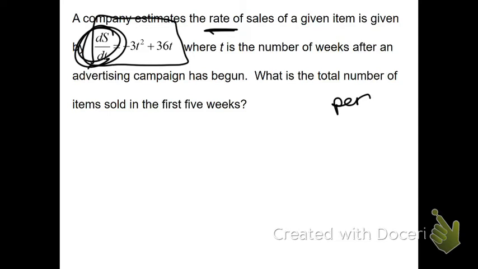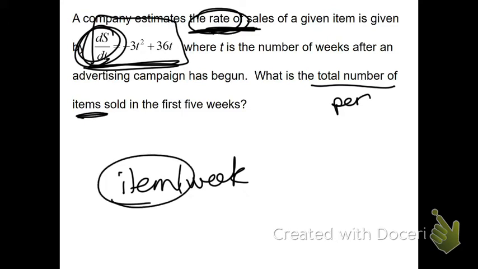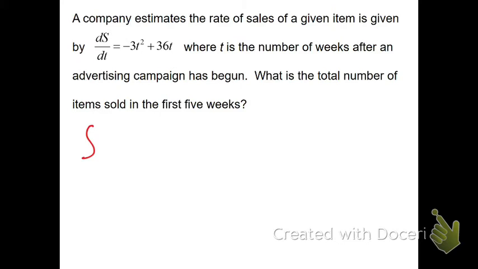But you have to know that they're giving me a rate, and let's figure out what the units are of that rate. This is how fast items are being sold. Okay, so items per week would be the units that represent this rate. Okay, but again, as soon as they give me the word rate, I think, oh, they're going to ask me for the total. All right, well, look at the question. They say, what is the total number of items? That means integrate to find the total number of items. So we're going to be integrating this.